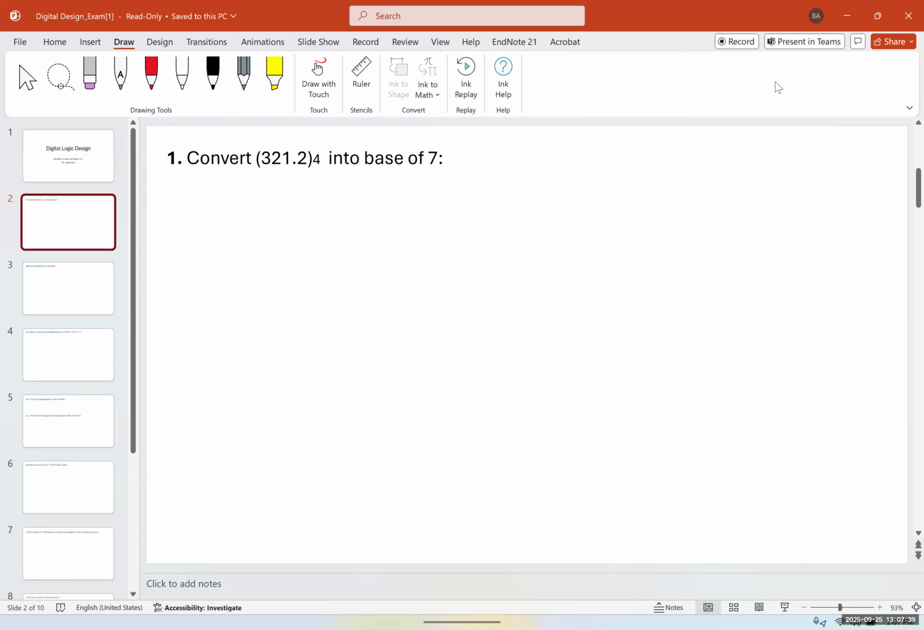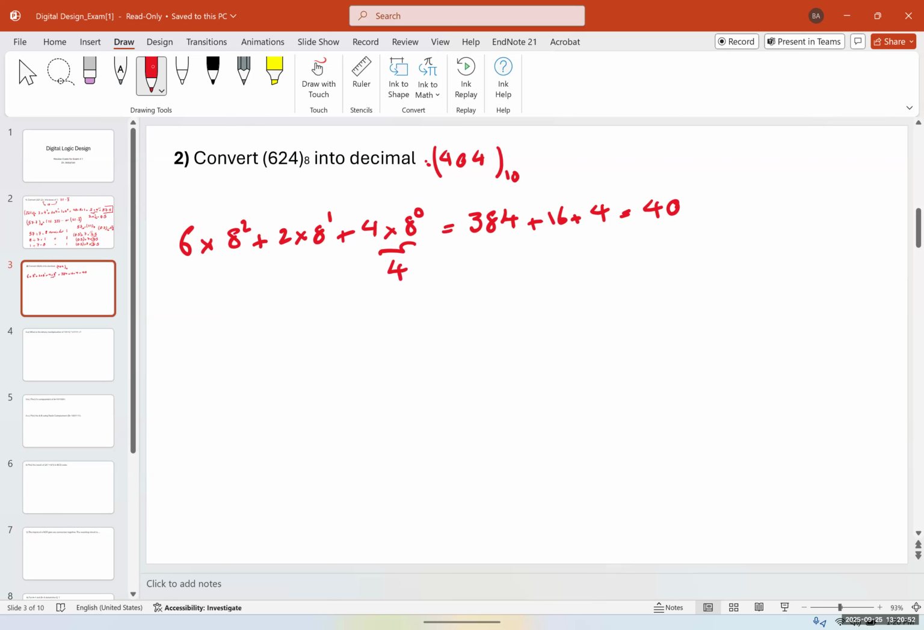6 times 64 is going to be 384. 2 times 8 is going to be 16. And 4 times 1 is going to be equal to 4. So 4, 16, 384. The final answer would be 404.